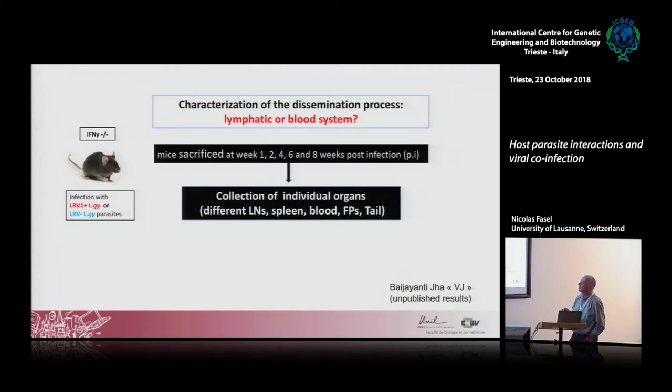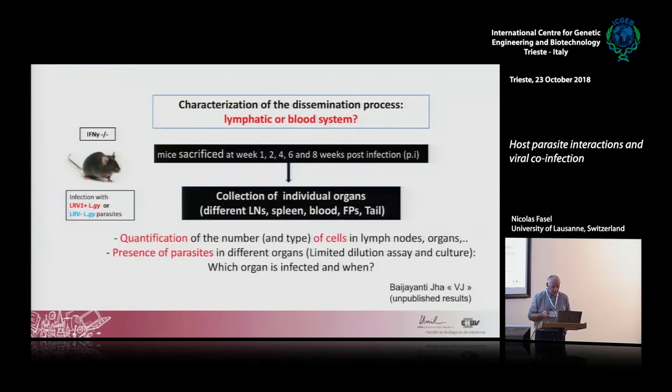She took mice, killed them at week 1, 2, 4, 6, and 8 post infection, and collected different organs: different lymph nodes, the spleen, the blood, foot pad, tail, and so on. So the mouse was chopped in pieces. And she quantified the number of cells in the lymph nodes, also checking the organs, spleen, liver, and so on, and also the presence of the parasites in the different organs.